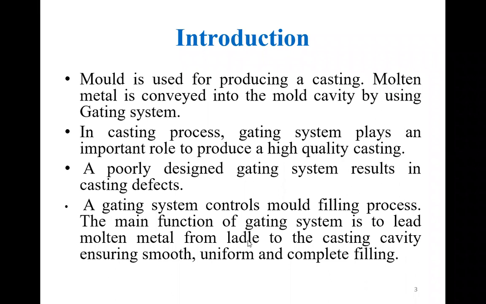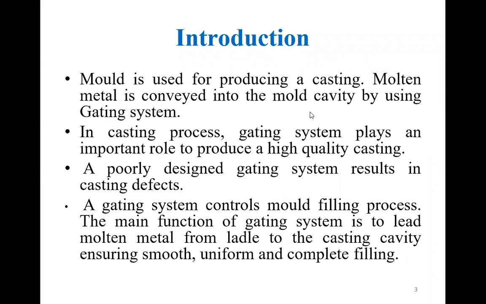So how is the gating system filled? The molten metal is taken from the furnace and carried over in the ladles, and from the ladles it is poured over the sprue. The sprue has a certain diameter and is connected to the gates. The molten metal is poured slowly towards the mold part. When the gates are not very smooth, what is going to happen? The molten metal will stick to the gating, and it cannot flow smoothly into the mold cavity.